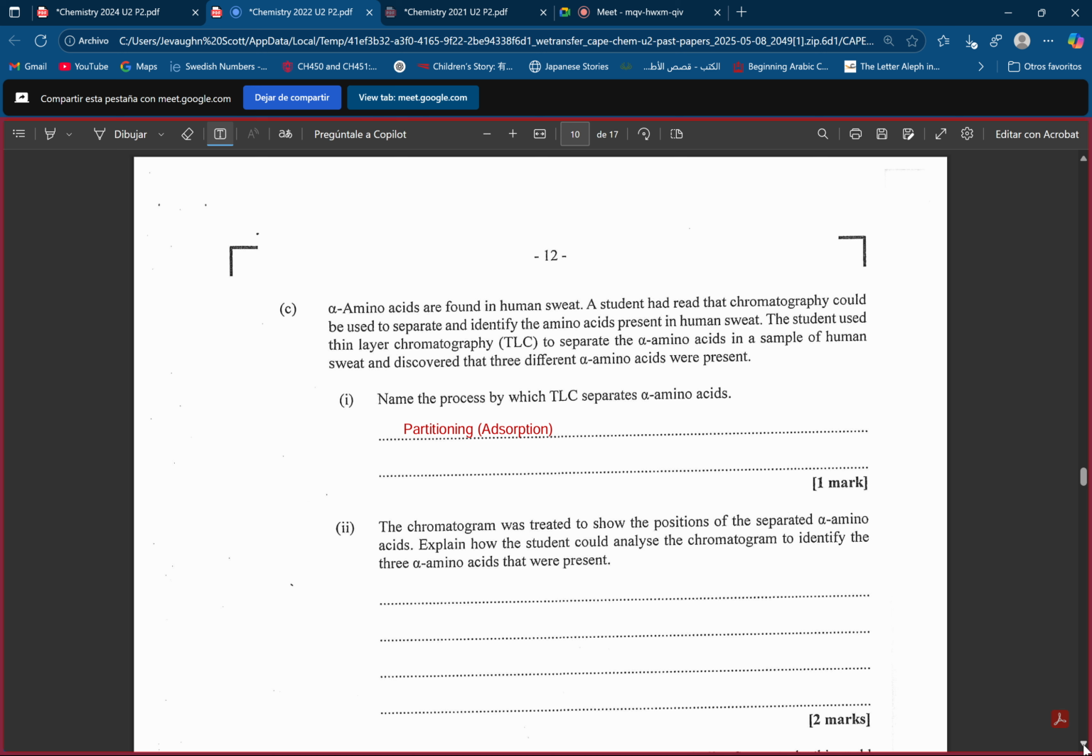Part two, the chromatogram was treated to show the positions of the separated alpha amino acids. Explain how the student could analyze the chromatogram to identify the three amino acids that were present. How would we be able to analyze that to identify the three?